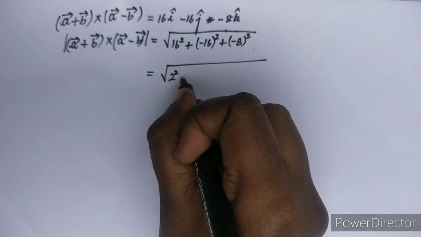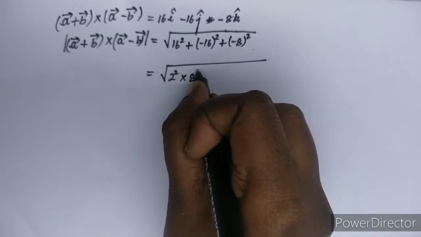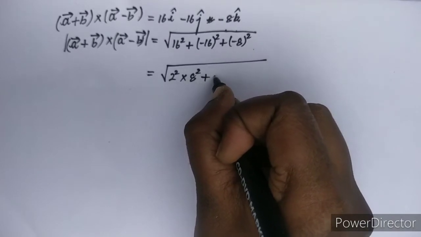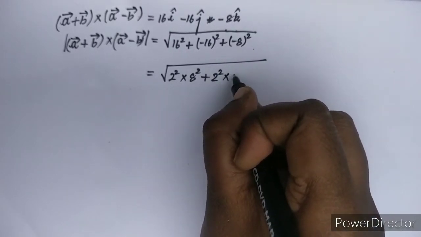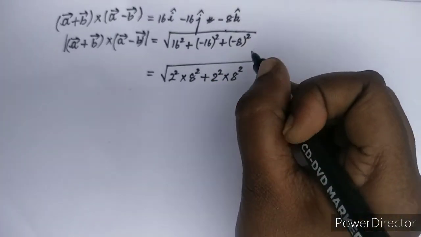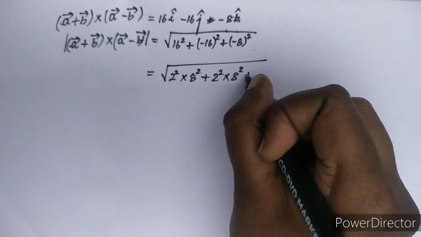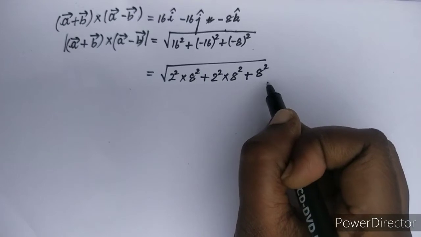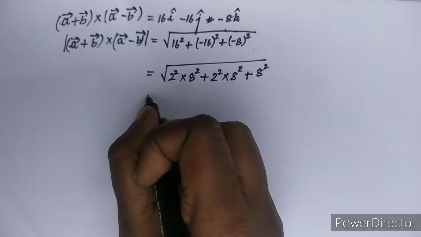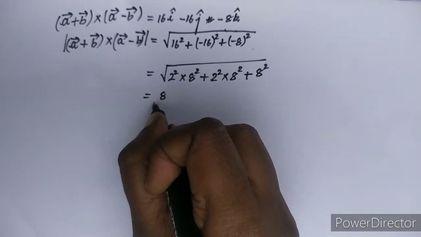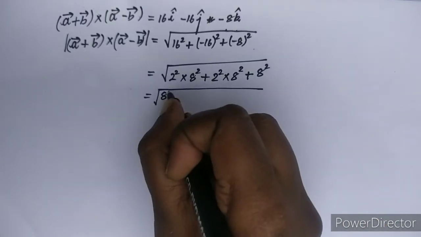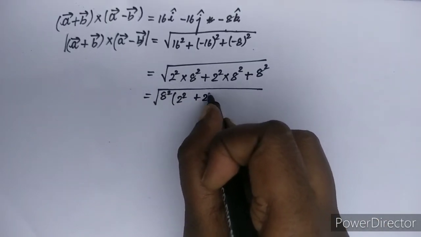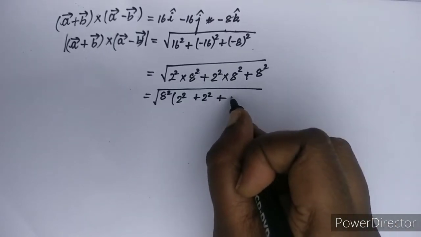2 square into 8 square. Again minus 16 square, also we can write it as 2 square into 8 square minus 8 square is plus 8 square. Here 8 square is common, so we can write it as 8 square into 2 square plus 2 square plus 1.